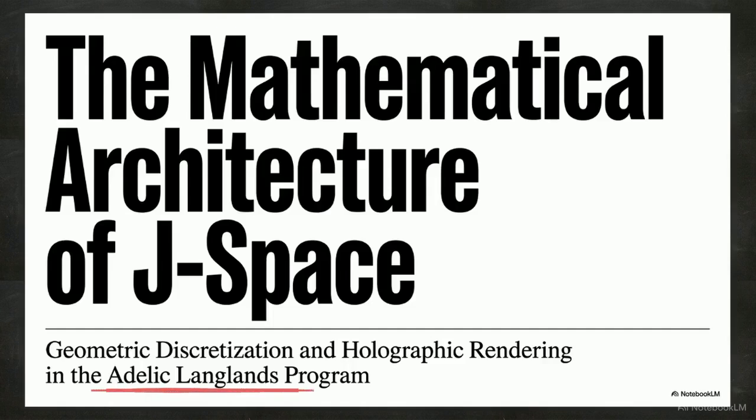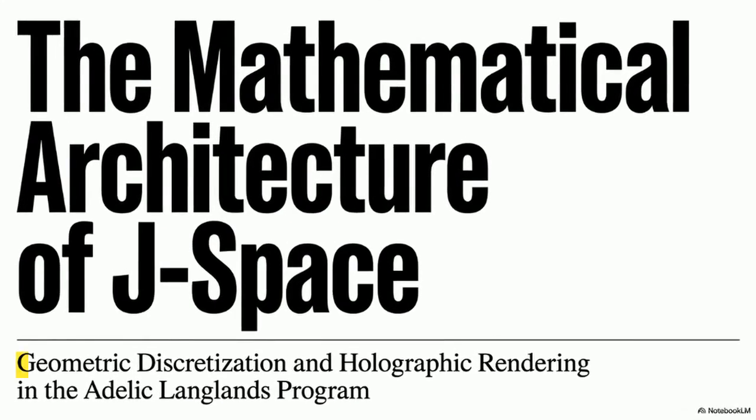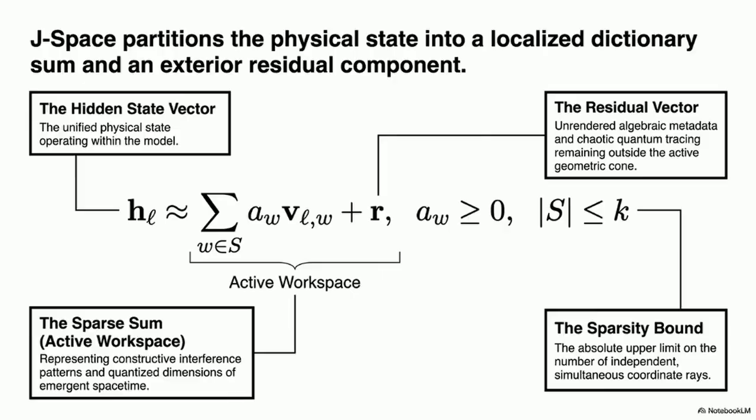When we analyze the Adelic Langlands program, we find that J-space operates differently than a continuous geometric subspace. Instead, it functions as a discrete mathematical rendering engine that translates raw arithmetic into reportable geometry. This master equation partitions the physical state vector.